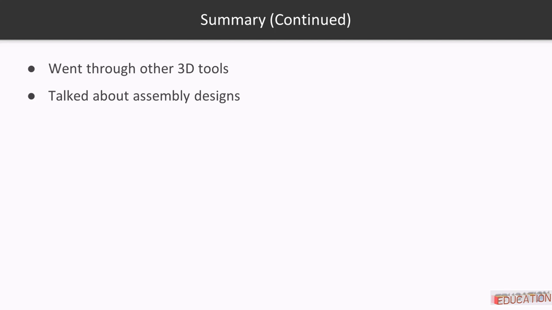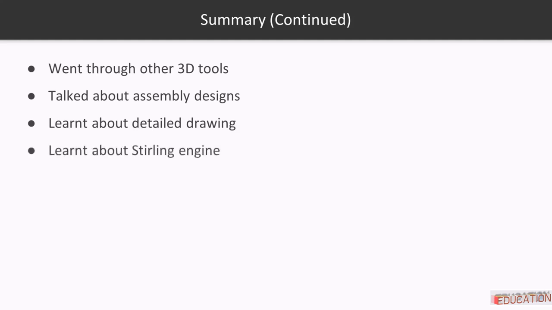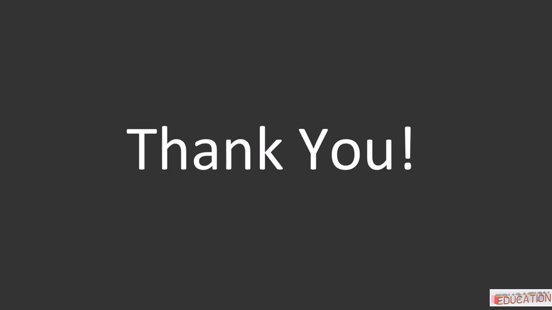In the seventh section, we talked about detailed drawing and how to make a 2D detailed drawing so you can share it with manufacturers, managers, suppliers, or anybody who is interested in the drawing. And the last section, section 8, was the practical part of this training course. We modeled, assembled, and made some detailed drawings of a Stirling engine. This completes this training course. I hope you find it useful, and I'll be happy to answer all of your questions throughout the course. Thank you.